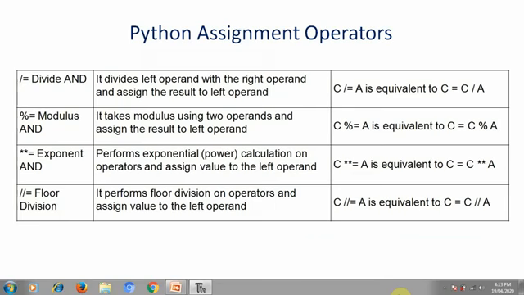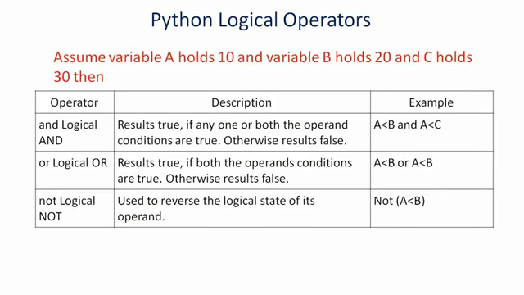This is the logical operators. Logical operators test multiple conditions, and according to the result received from those multiple conditions, the result will be provided to the user. The logical operator also results as a Boolean, that is true or false. For example, variable A holds 10, B holds 20 and C holds 30.